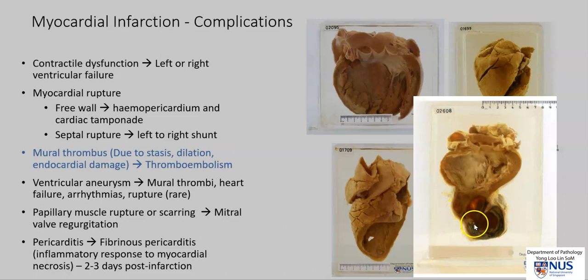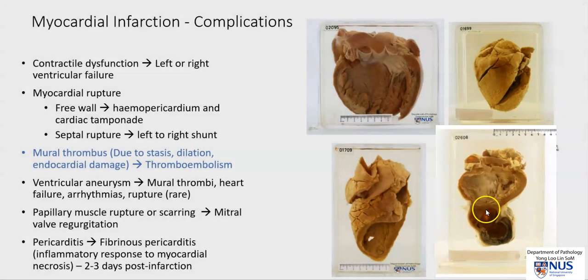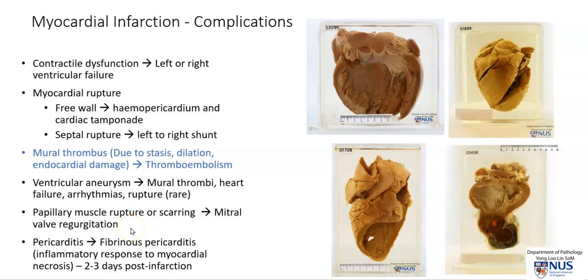of the ventricle. And here we can see not only ventricular aneurysm but also a mural thrombus forming in the aneurysmal pouch. This can also give rise to arrhythmias and heart failure and also potentially rupture. In addition, the papillary muscles that we saw here earlier, these can also rupture, or they can eventually undergo scarring and shortening, giving rise to mitral valve regurgitation.